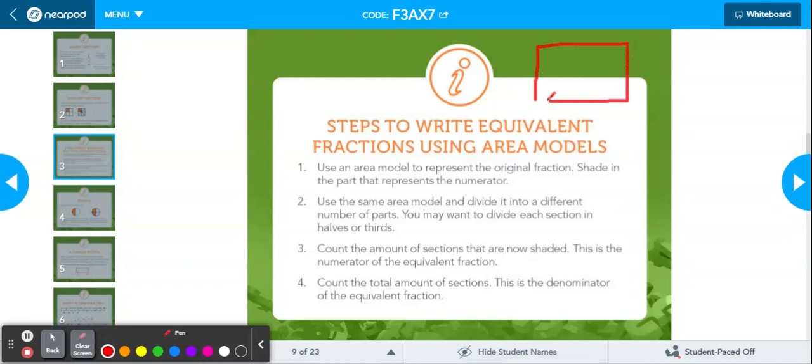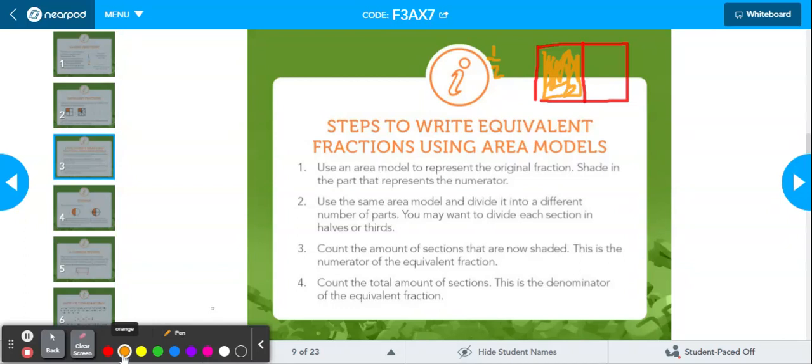So up here, let's say we're going to start with a half because that's probably the easiest one to do. So this would be in half, right? And we're going to shade in the left half. So that's to show 1 out of 2. So this is the fraction 1/2.